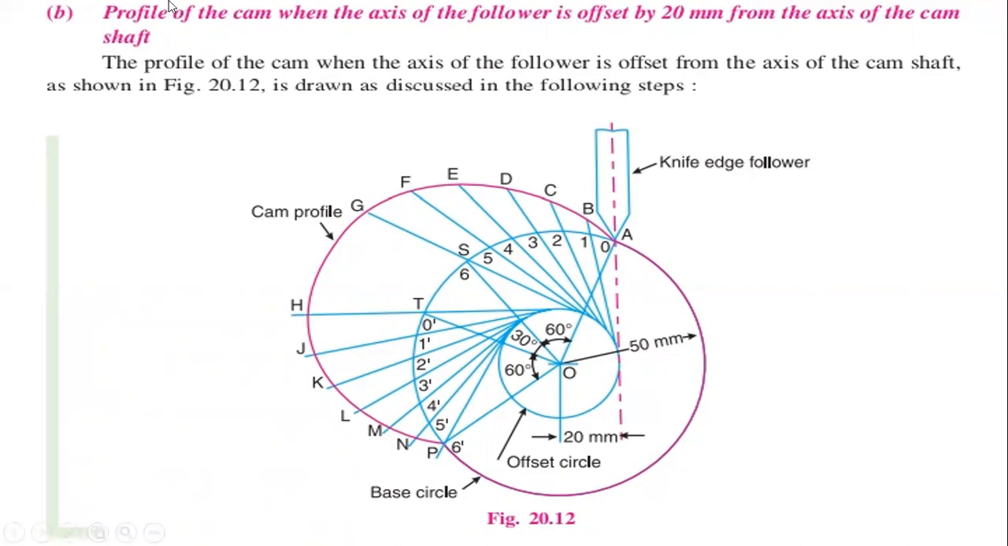So start with the A point. So take 60 degrees from the position, that is from the center of the camshaft to the 60 degrees position. So then we will obtain 60 degrees angle and divide the angle into 6 equal parts and mark those positions from the displacement diagram. So the procedure is same.